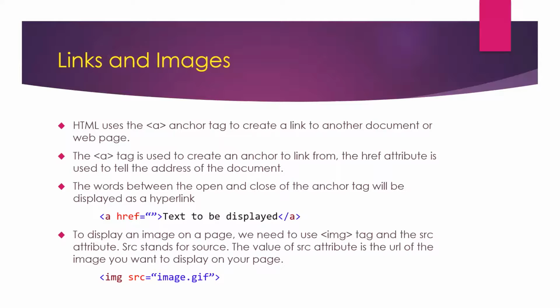HTML uses the anchor tag to create a link to another document or web page. The A tag is used to create an anchor to link, and the href attribute is also used to tell the address of the document. The words between the open and close of the anchor tag will be displayed as a hyperlink. To display an image on a page, we need to use the image tag and the source attribute. SRC stands for source. The value of the SRC attribute is the URL of the image you want to display on your page. An example is given below.